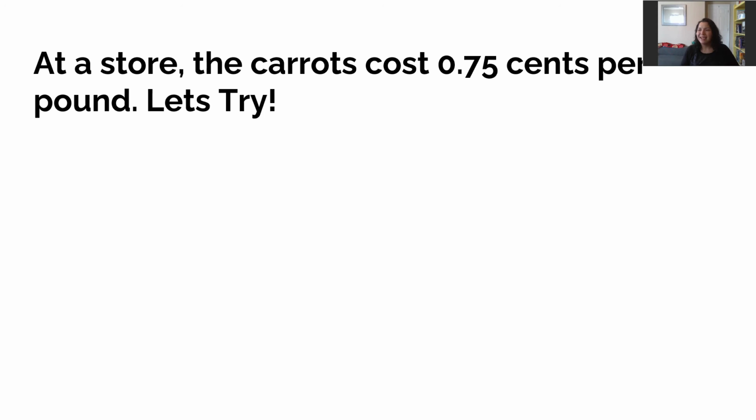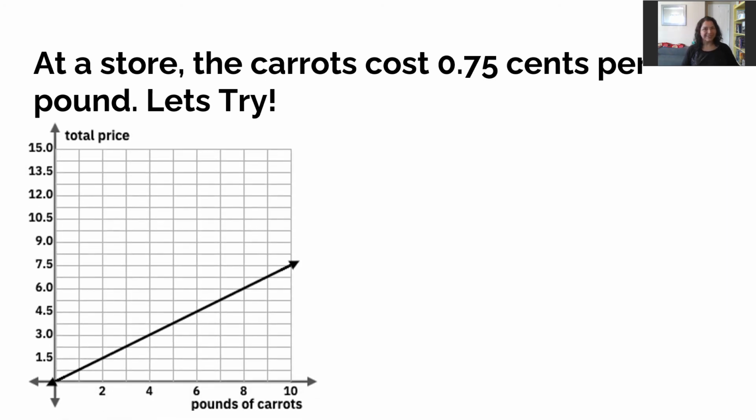Now, let's move on to a different type of graph here. At a store, carrots cost 75 cents per pound. So, oh, look at that. That looks nice. Again, here is our input, because that's our X. The number of pounds of carrots is going to be my input, and that affects my output, my total price. Okay, hey, this graph looks different from the last one.